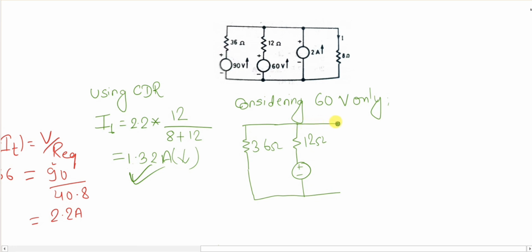the 90 volt. Then what will happen to this? Will open circuit it, and then current through 8 ohm. Okay, this will be our circuit. So don't forget to make the circuit. If you make the circuit, your half task will be completed. So current flowing at this point, for now let's say it I2.